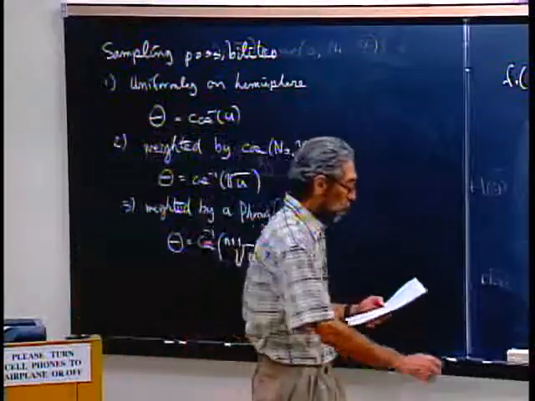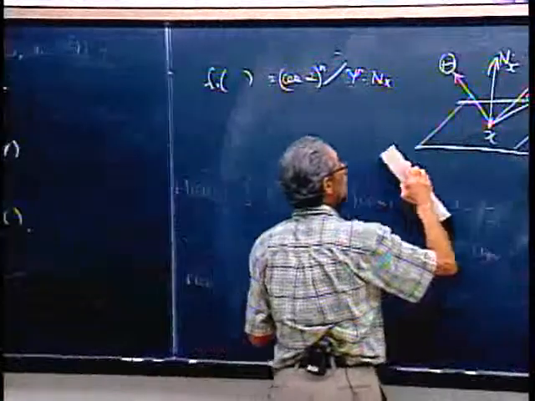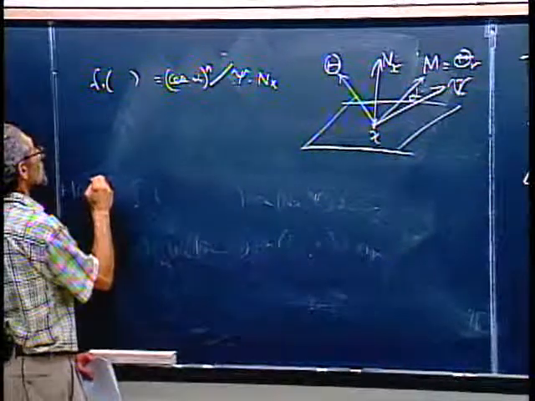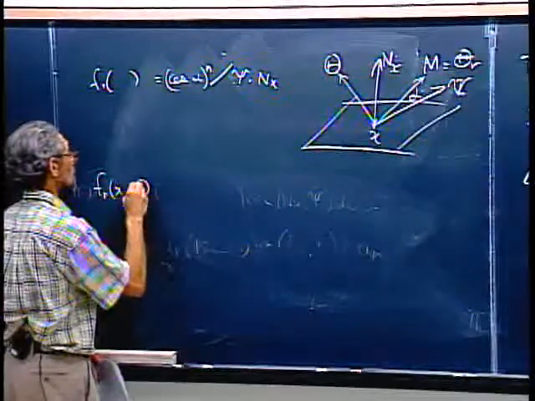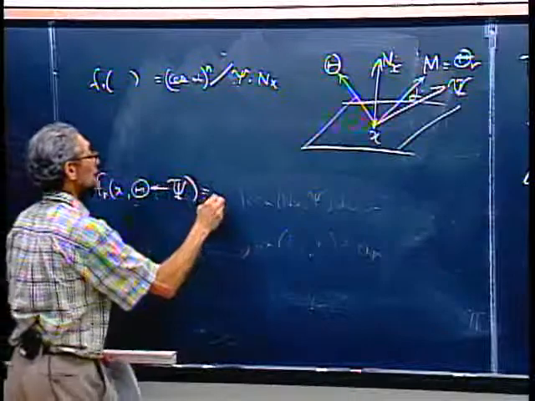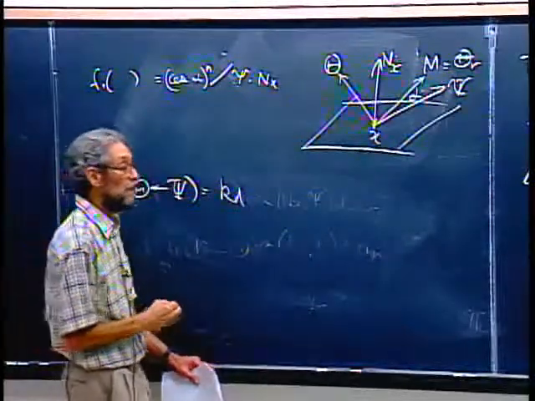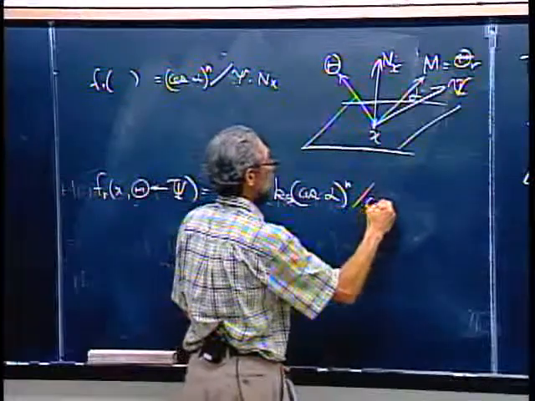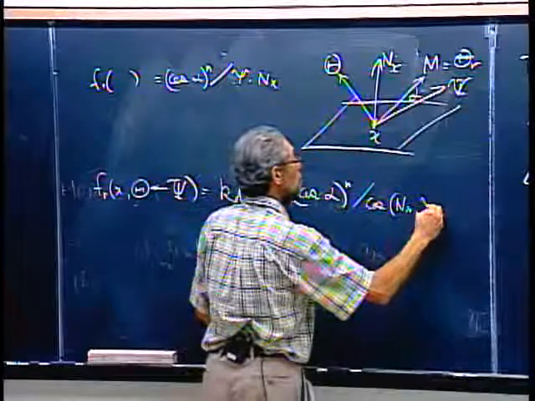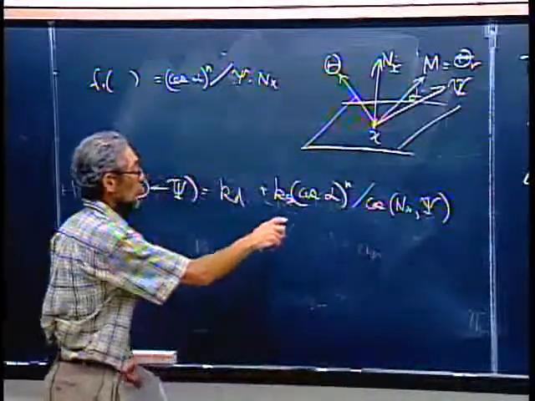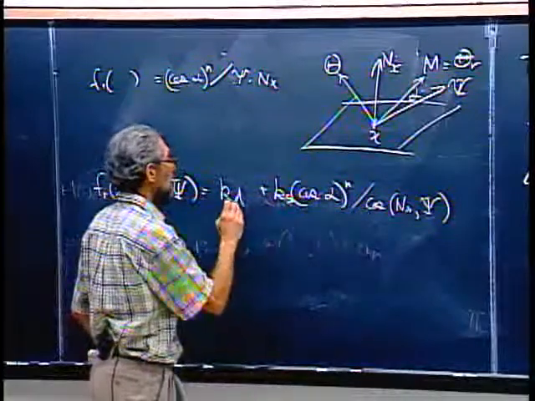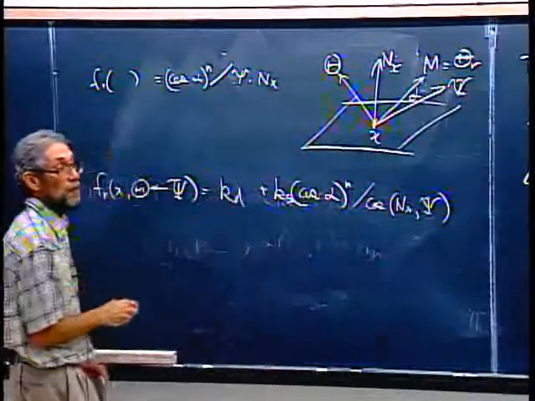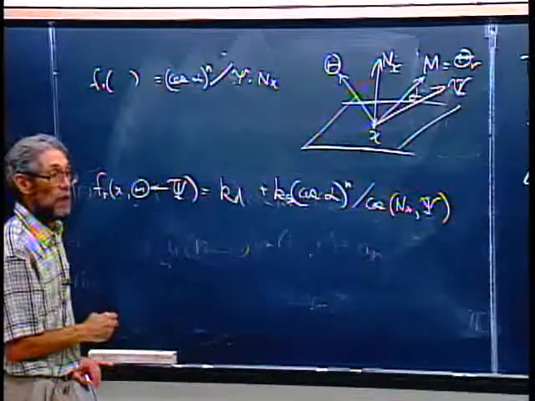Okay, so now suppose we actually have a bidirectional reflection function which is a combination of diffuse and Phong specular. So FR at x, theta, psi, is KD, a constant diffuse reflectivity, plus KS times this cosine alpha to the n divided by cosine nx psi. So this is the Phong specular with the coefficient Ks and the Phong diffuse with coefficient Kd. Phong's original paper said, well, let's consider this specular and keep the Lambert diffuse. That's what I'm doing here. So suppose that was the BRDF.